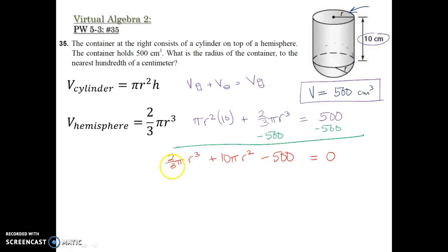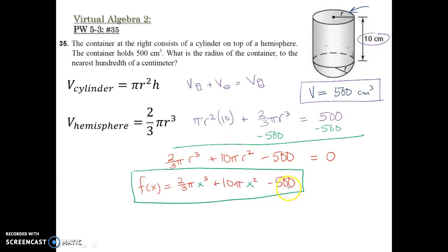So what we want to do is use a graphing calculator to graph this wacky polynomial function right here and find its zeros. So we know what radius will give us a 0 for this, which will give us a 500 volume. Alright, let's go to the calculator.